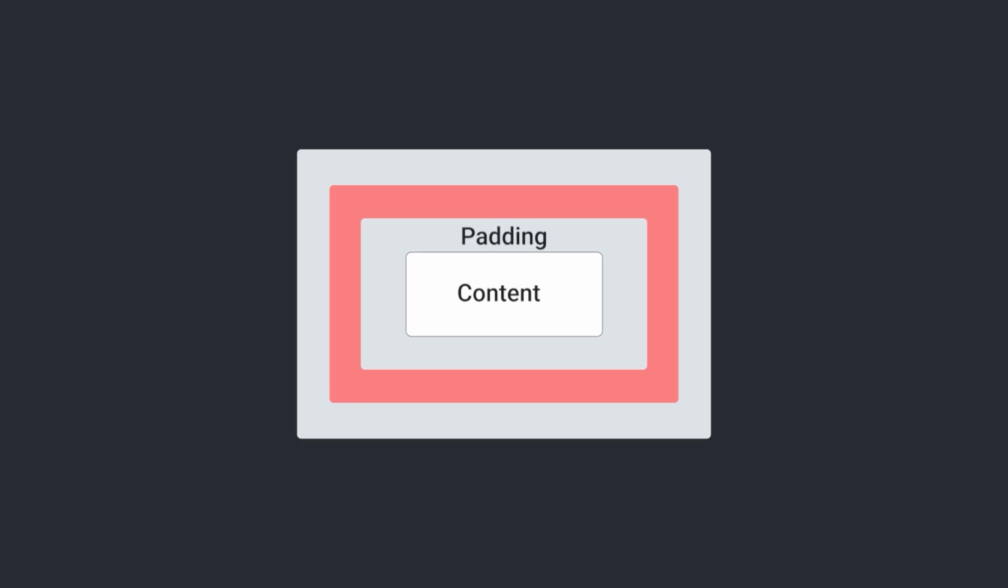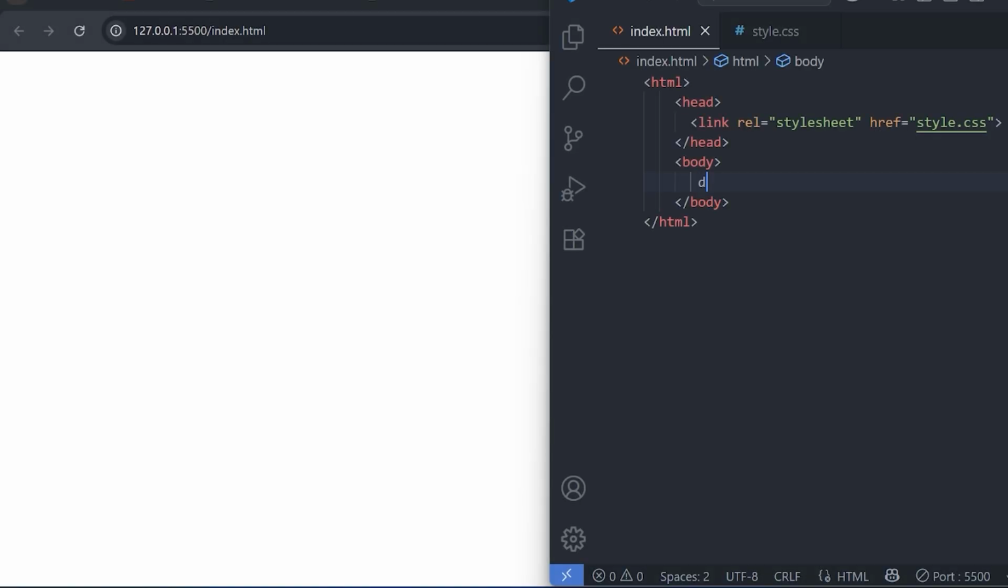Padding. Padding is like bubble wrap. The space around your content inside the box. Border. The box's edge. You can make it thick, dotted, or colorful, whatever you want. Margin. The personal space outside the box. No crowd. To illustrate the example, I will create a div container.